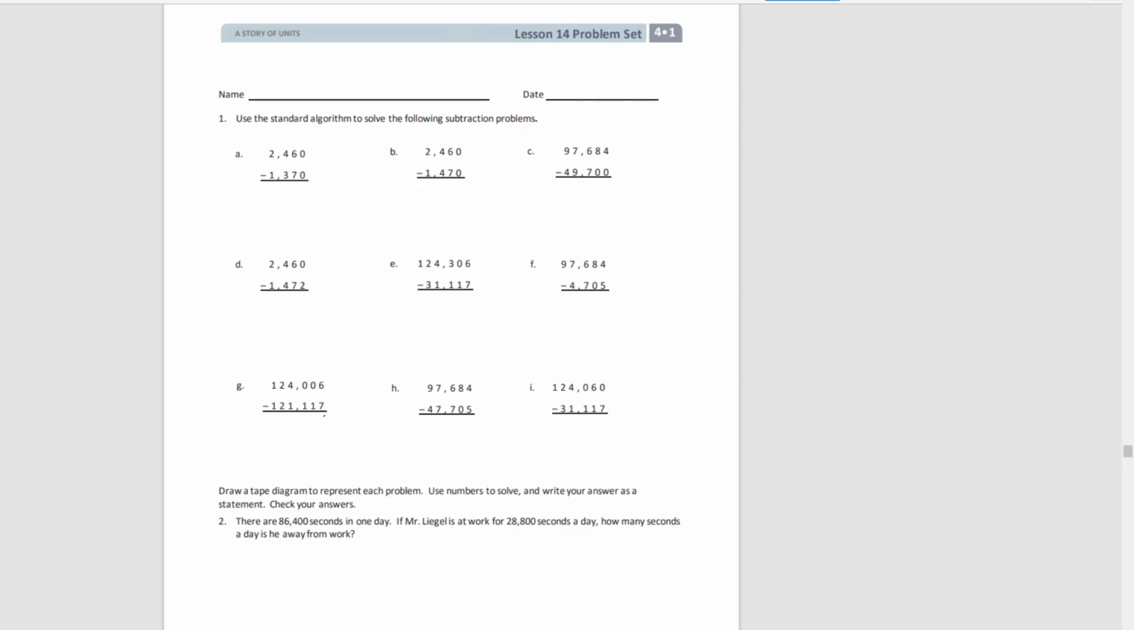So we check each of the place values and we see that we can do the ones, we can't do the tens, so we need to take 100 and break it into 10 tens and add it to the 6 that are there. Now we can subtract 0, 9, 0, 1, so we have 1,090. Pause the video and try B.